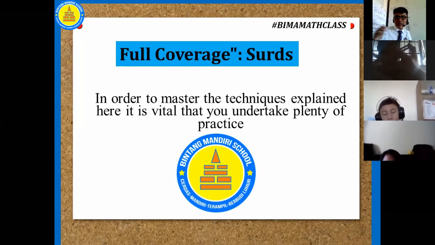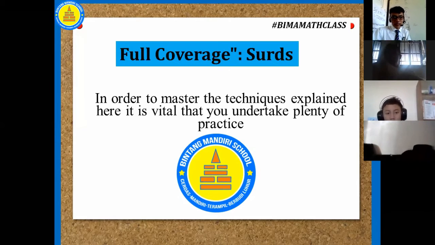So, in order to master the techniques explained here, it is vital that you undertake plenty of practice. So, dalam surds ini, the only thing that you must do is doing plenty of practice. Karena ini hanya seperti indices, ya, hanya a way of writing numbers. Okay, so can you manipulate that? So that is the question. If you can manipulate Surds, like simplifying Surds, that's enough, right? Number two, what else? Operating Surds, and later you will see more problems about this.